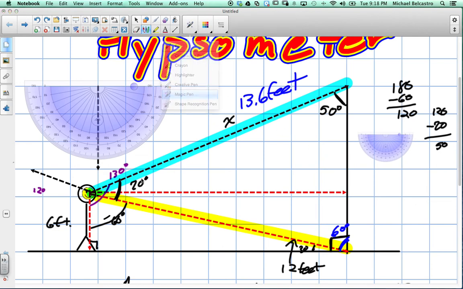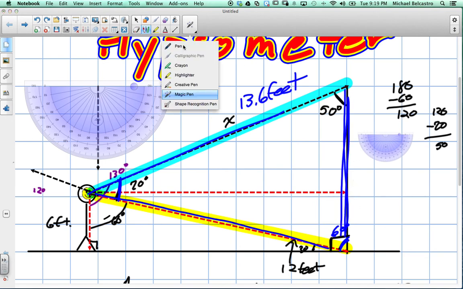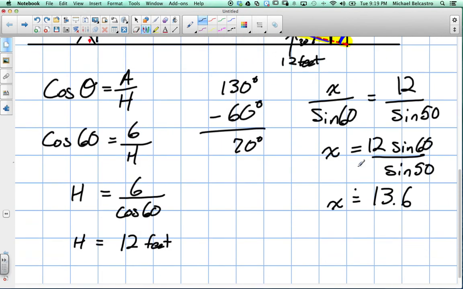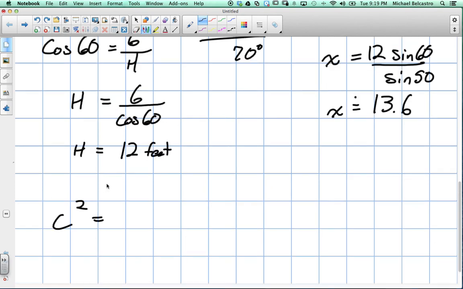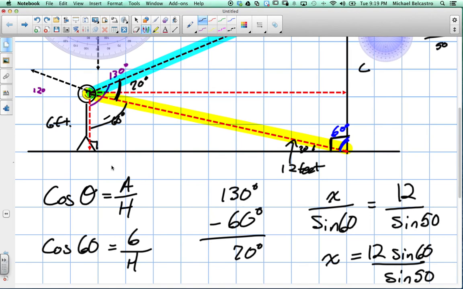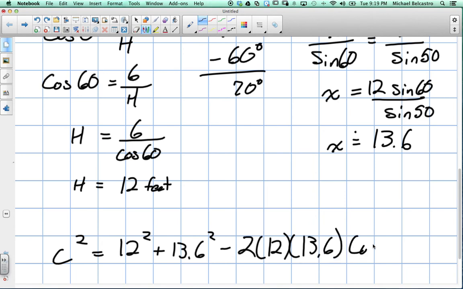Well, this one, I have the interior angle and I have the measurement of the two outside lengths. I'm going to use cosine law to find this final height. And we'll call that our side c, since we're used to using cosine law like that. So our cosine law is c squared is equal to, and if you don't remember doing cosine law, just go over it again. But in our case, it's going to be 12 squared plus 13.6 squared minus 2 times 12 times 13.6 times cos, and our interior angle, which was 70. That is the angle that's opposite of this side.